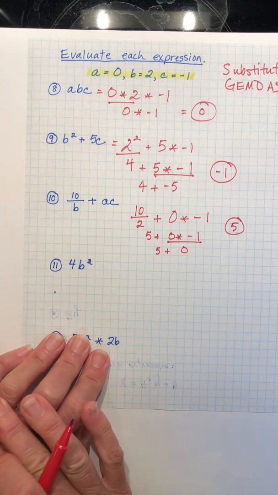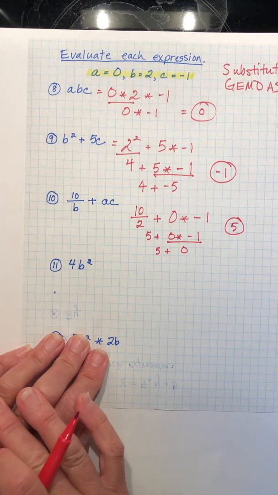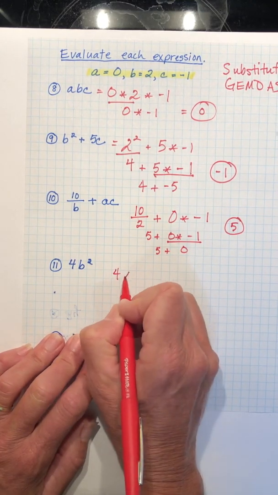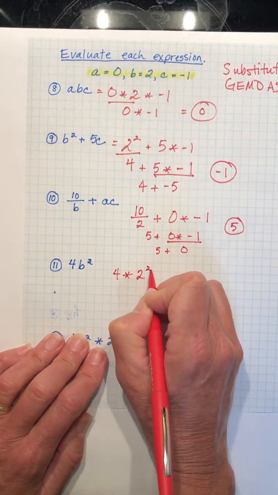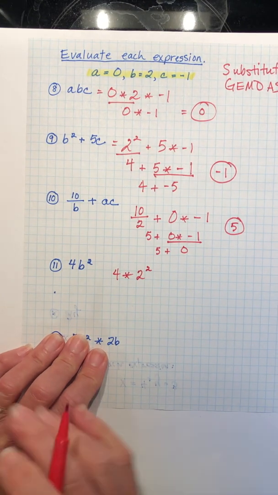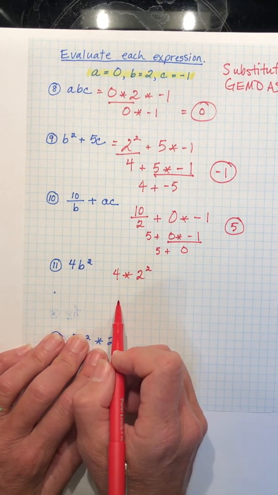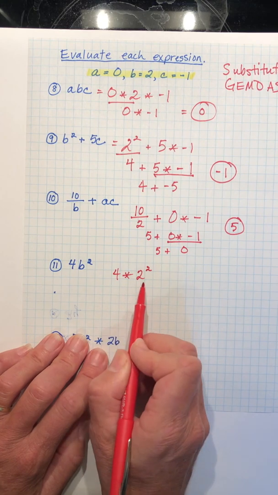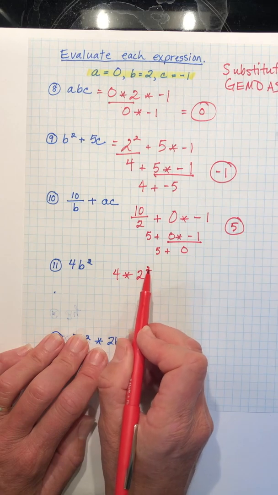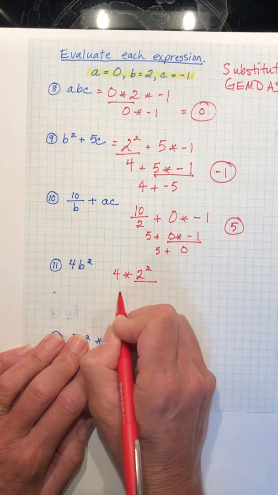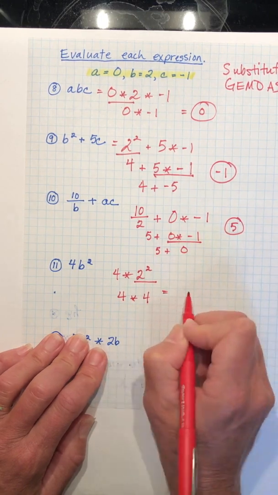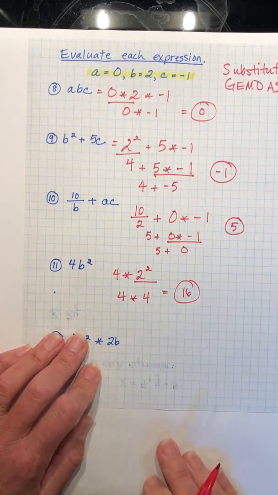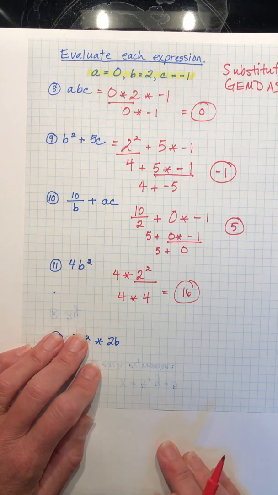All right, let's come down here to 11. 4b squared. So I've got 4 times, b is 2, squared. Now, it's very easy for students to get fooled into thinking they should multiply these two together first. That is not right. We do the exponent first. So we will have 4 times 4, which equals 16. Last one.